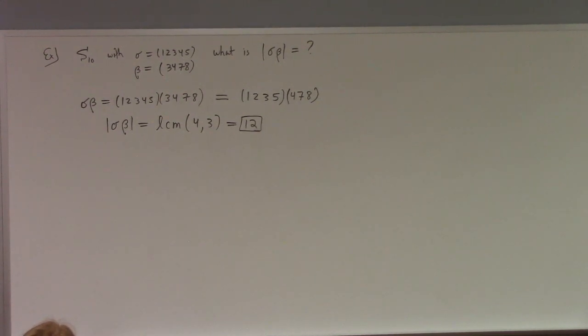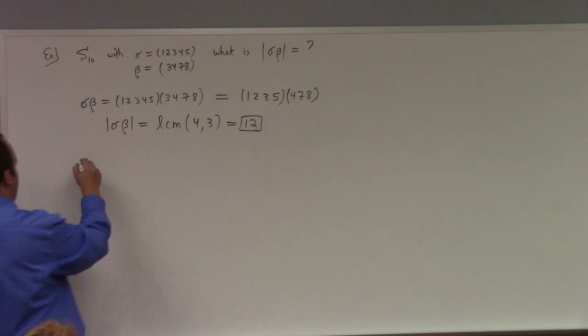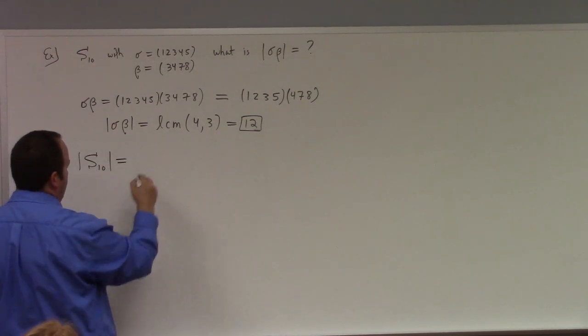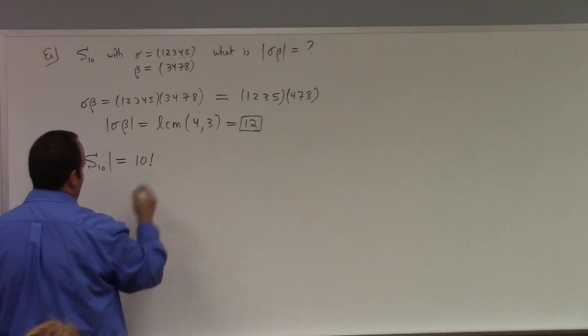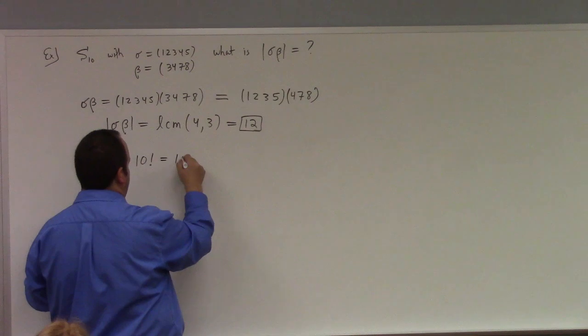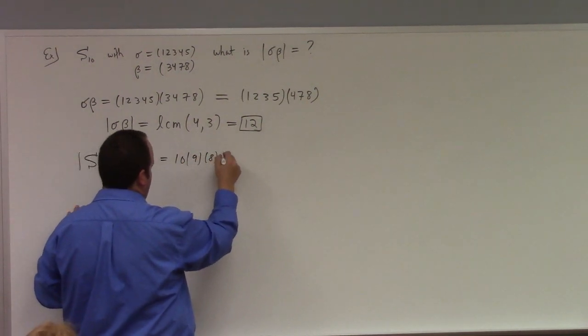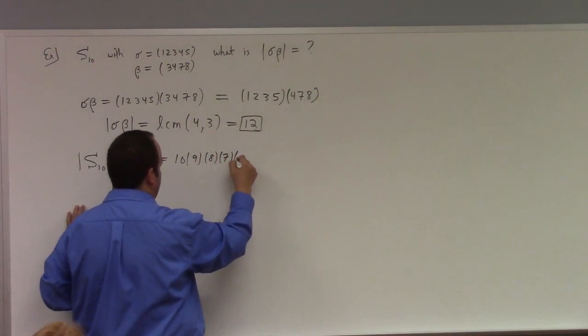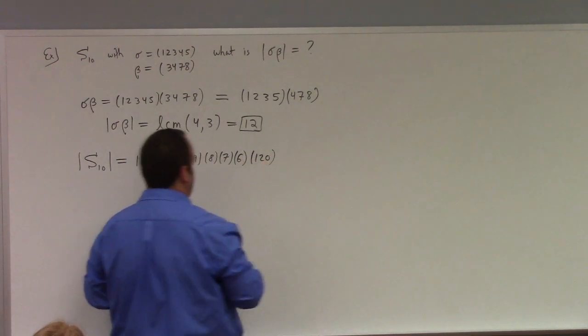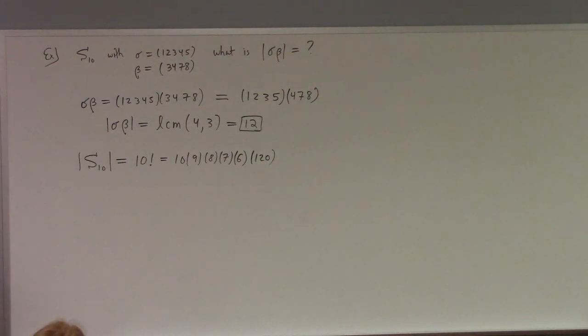What's the order of S10 as a group? It's equal to 10 factorial. I'm sorry, that's my third time telling that joke. I think I'm done. Which is like 10 times 9 times 8 times 7 times 6 times 5 and so on. Anyway, it's big. It's big.